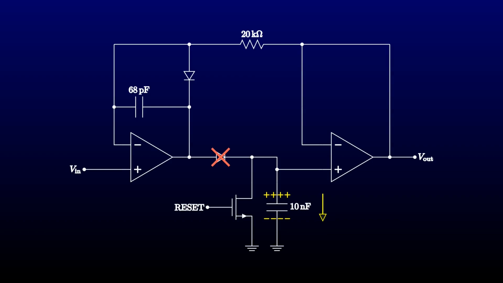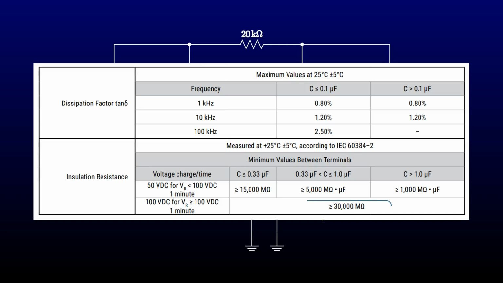Considering first the capacitor, I'm using a polyester unit, because those are reasonably low leakage. The manufacturer gives a value of at least 30 gigaohms for the insulation resistance. At the 5-volt peak of the signal, that would be a current of only 167 picoamperes. Far less than the 5.4 nanoamperes I'm seeing. I don't think the capacitor is the problem here.